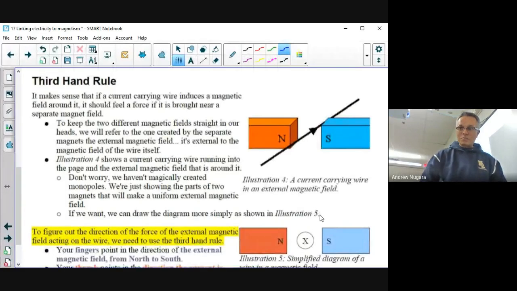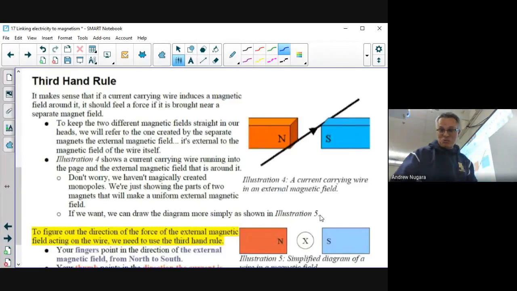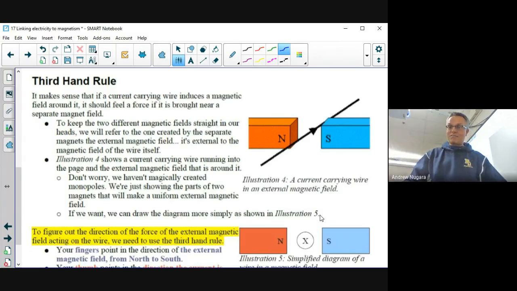All right, welcome back. We're going to do the third hand rule now. The third hand rule is definitely the most interesting one. The third hand rule applies to either charged particles going through a magnetic field just by themselves, not in a wire, or it deals with charged particles going through a wire and then placed in the presence of another magnetic field.